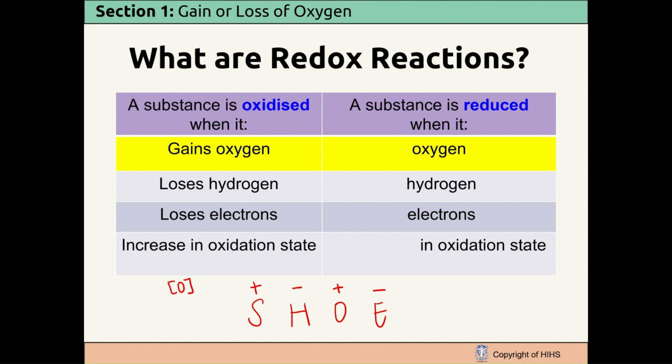So over here, a substance is oxidized when it gains oxygen. It will be reduced when it loses oxygen, so over here is minus. This is your reduction. The same for hydrogen. If a substance is oxidized, it loses hydrogen. For reduction it's the opposite, so it will gain hydrogen. If oxidation loses electrons, reduction will gain electrons. An increase in oxidation state becomes a decrease in oxidation state when the substance is reduced. So like I said earlier, just remember one part, and then everything is just the opposite.